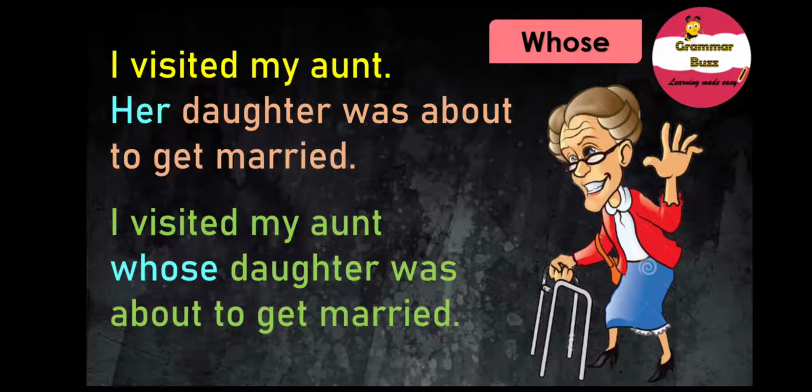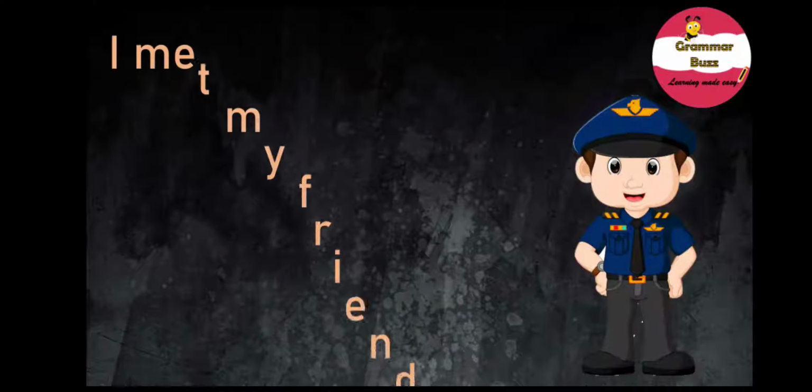Now have a look at the new sentence. I visited my aunt whose daughter was about to get married. Here, whose is the relative pronoun that is used to refer to the noun aunt. Note, the relative pronoun whose has also replaced the possessive adjective her in the sentence. So remember, the relative pronoun whose is used to express possession or belonging, and it is used to replace possessive adjectives.